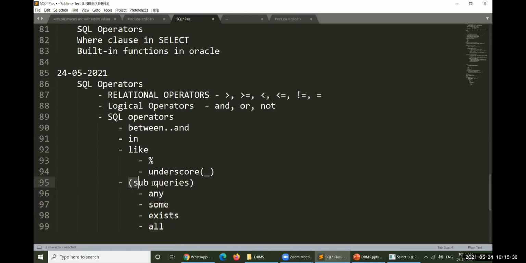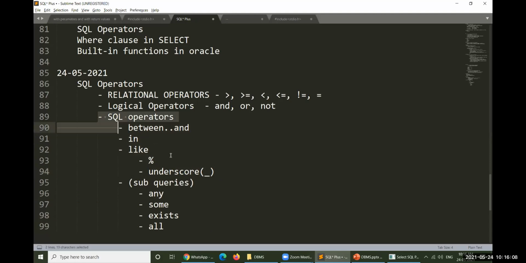Right now, we are not supposed to discuss anything regarding subqueries. These operators cannot be discussed right now because we don't know about subqueries at this moment. So we are not concentrating on this, but we would like to concentrate on everything else. The LIKE operator is pretty much important. You must concentrate on the LIKE operator.